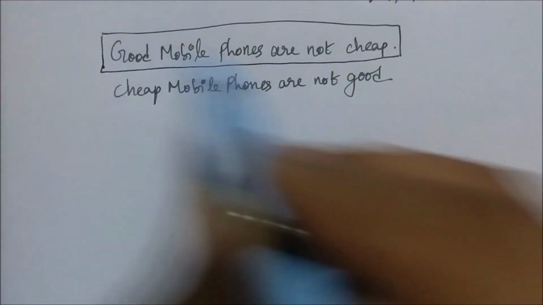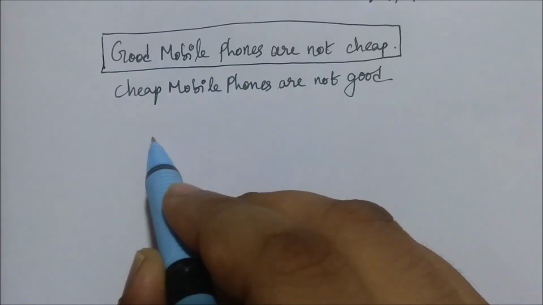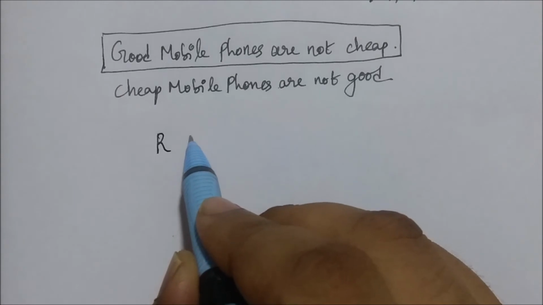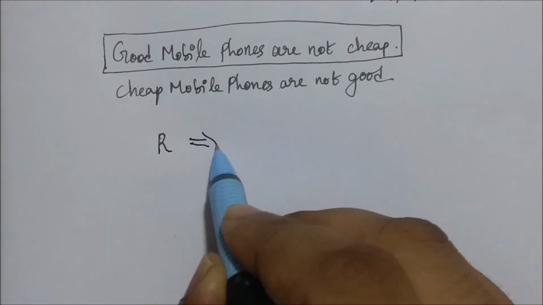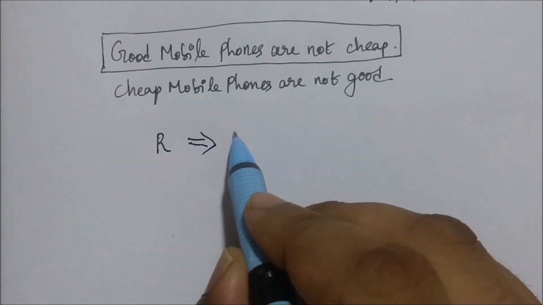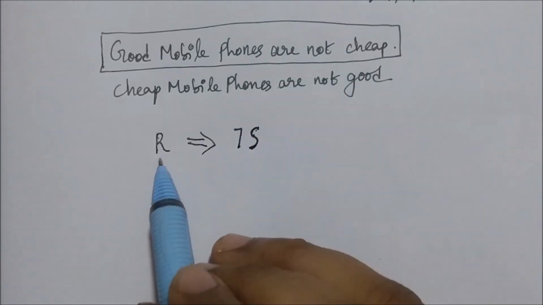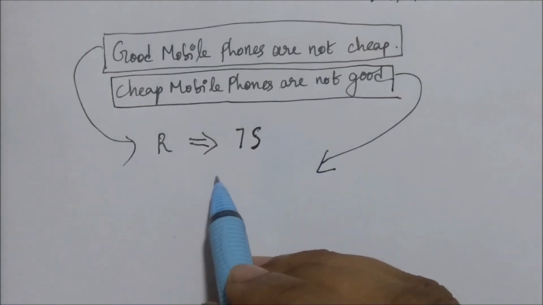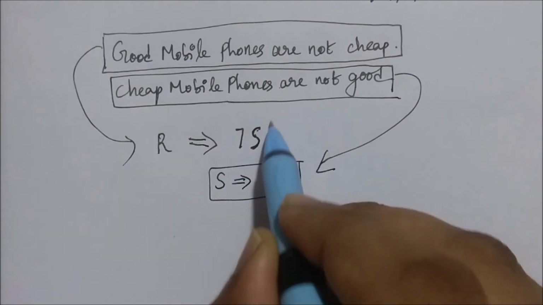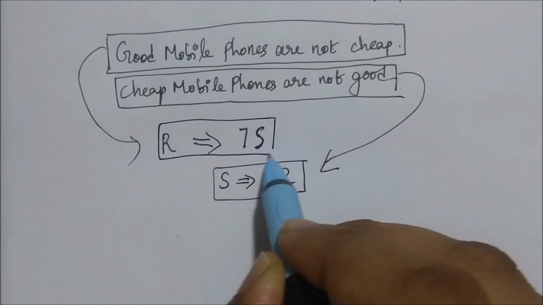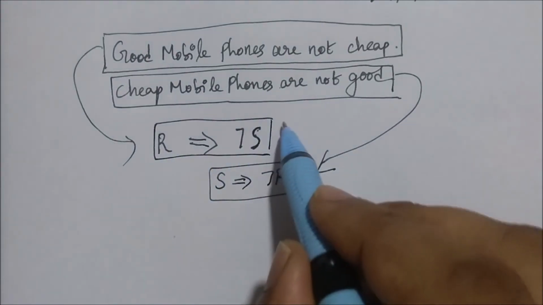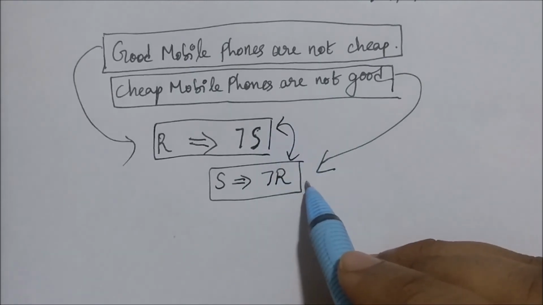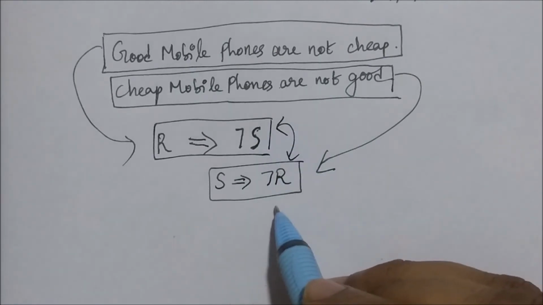Let R denote the statement that mobile phones are good and S denote the statement that mobile phones are cheap. Now "good mobile phones are not cheap" is equivalently R implies not S, right? And "cheap mobile phones are not good" is equivalently the same as S implies not R, right? Where S represents the mobile phones are cheap and R represents the mobile phones are good. So R implies not S and S implies not R are our two statements P and Q.